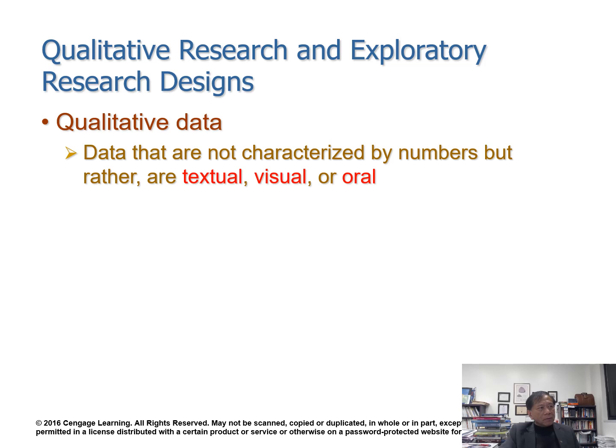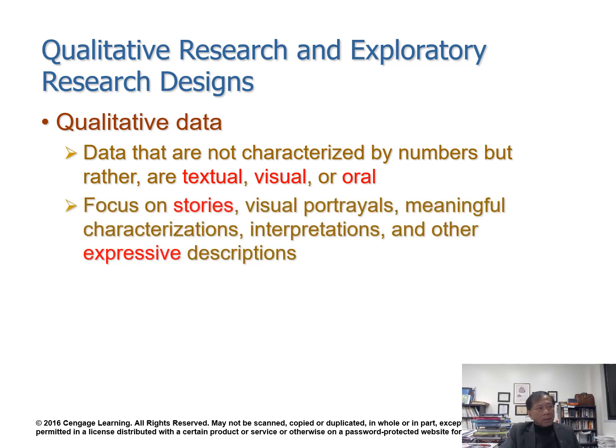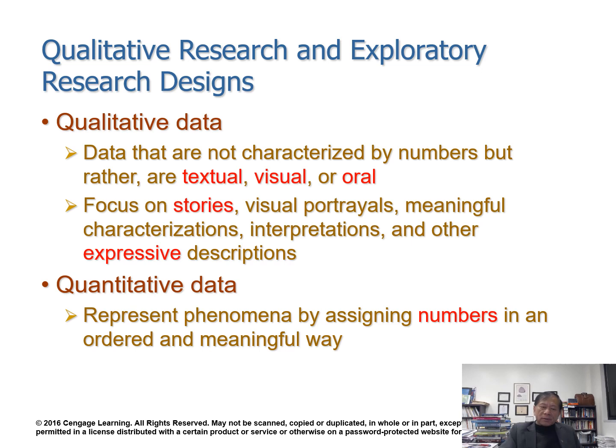Qualitative data are not characterized by numbers, but rather are textual, visual, or oral. Okay, that's qualitative data. The focus is on stories, visual portrayals, meaningful characterizations, interpretations, and other expressive descriptions. On the other hand, quantitative data represents phenomena by assessing numbers in an ordered and meaningful way. Okay, so it's numbers.